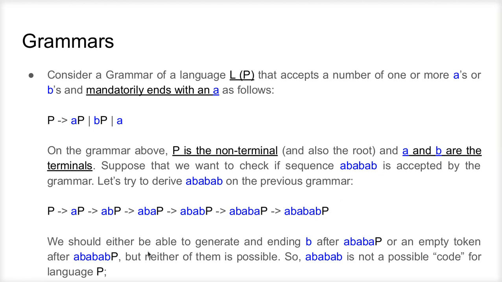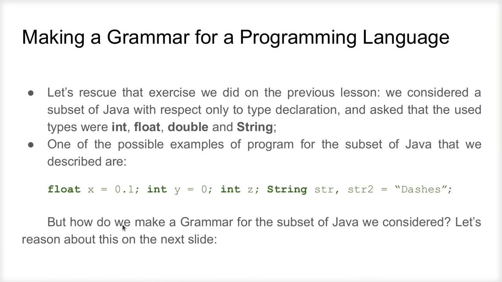So we should either be able to generate an NDB after AB, AB, AP, or an empty token after AB, AB, AB, P, but neither of them is possible. So this is not a possible code for language P.